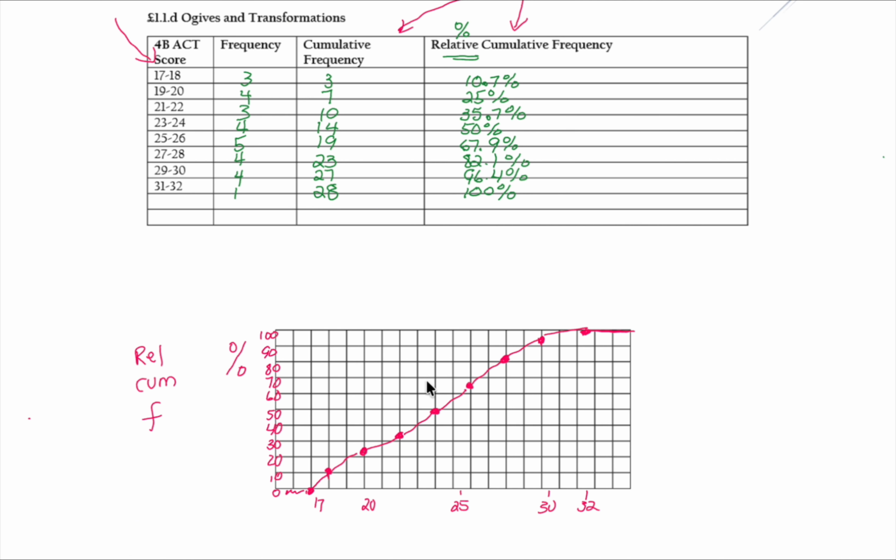And notice the shape. An Ogive always starts near 0 on the left and always ends at 100% on the right. It never goes down. It only goes up or stays flat because cumulative frequency can't decrease.